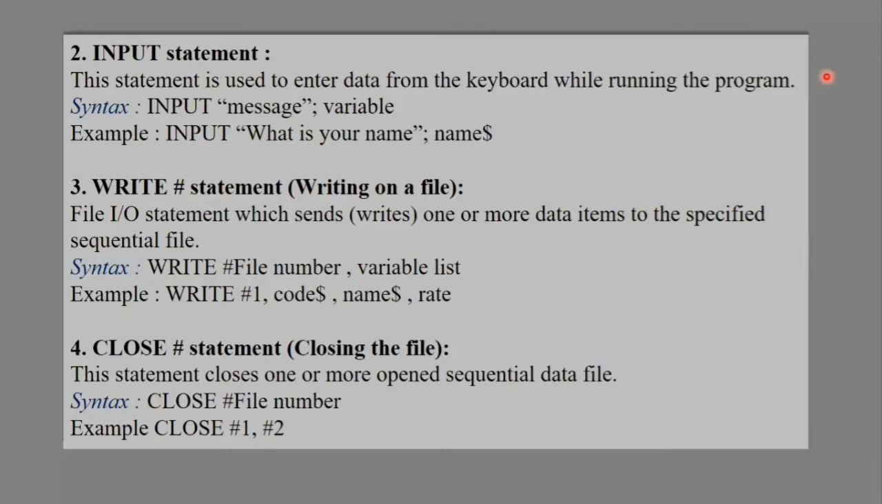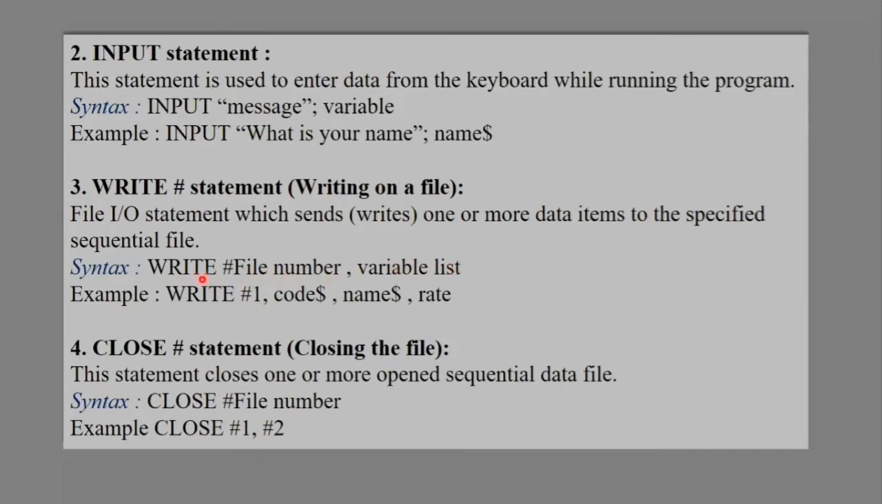All right, let's talk about the third statement. It is the write statement, write hashtag, and within a bracket, writing on a file. When we want to write something on a file, we use this write statement, simple as that. Keep in mind this is the syntax: write file number, variable list.